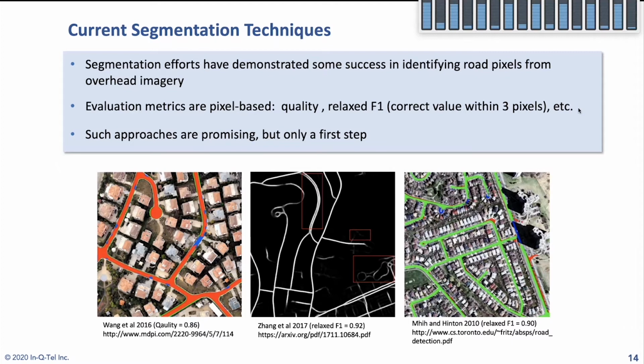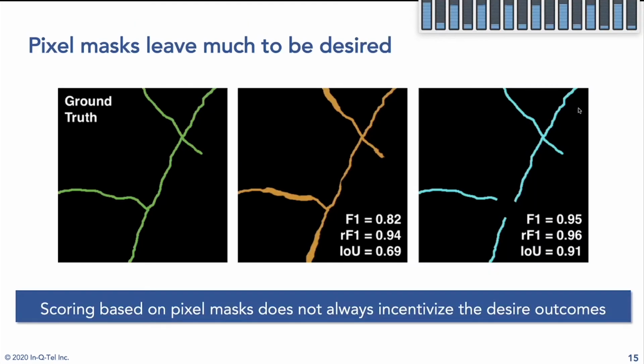The problem here is that if you just evaluate based on pixels, you can get very good scores, and it's a good first step, but it's only a first step because you can't actually use this for routing. And to illustrate this a little better, here's a toy demo that we've kind of cooked up to show some of the issues with this. So on the left, say it's a ground truth road network, and on the right, in the orange and the blue, you see two different proposals with a couple of the standard pixel-based scores here.